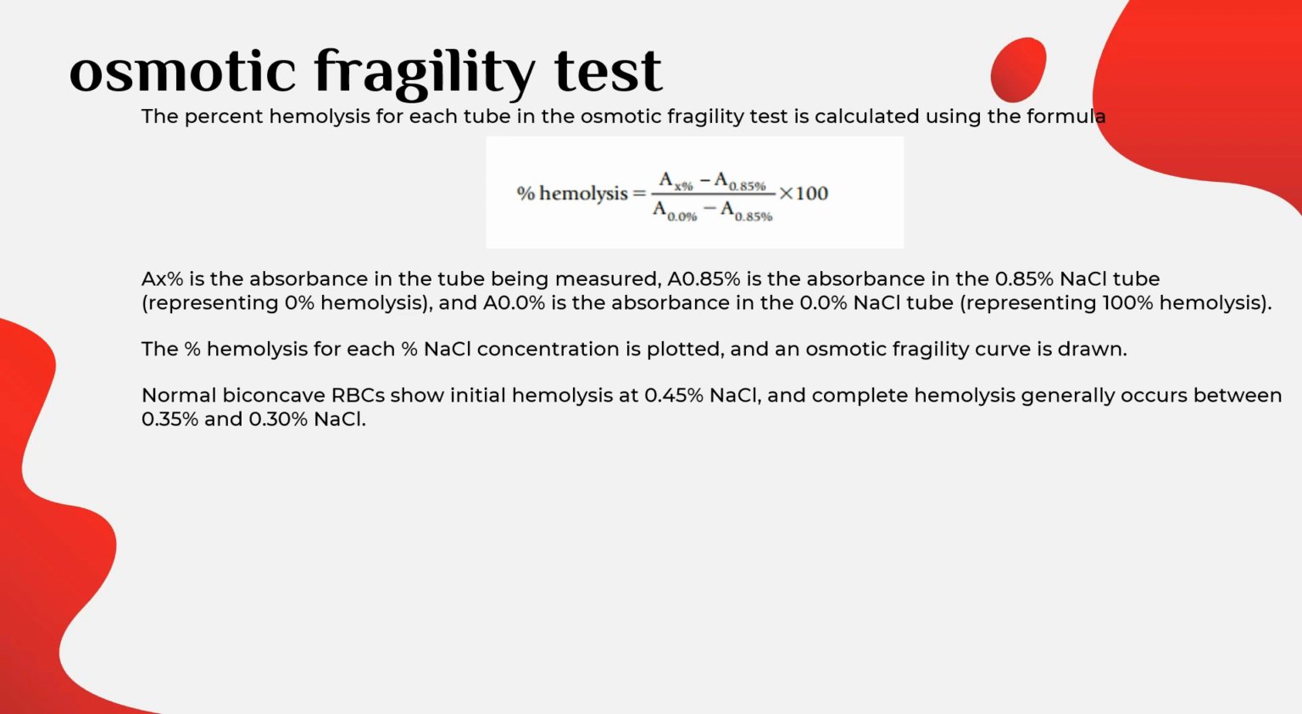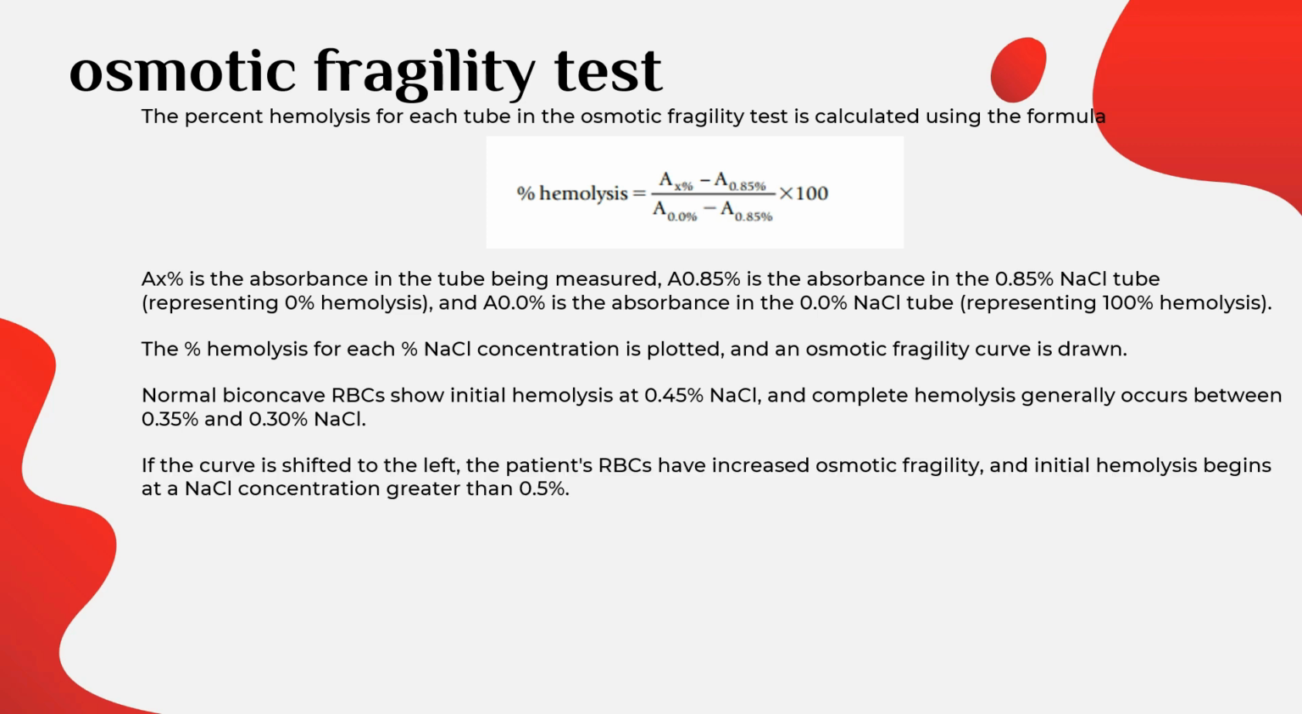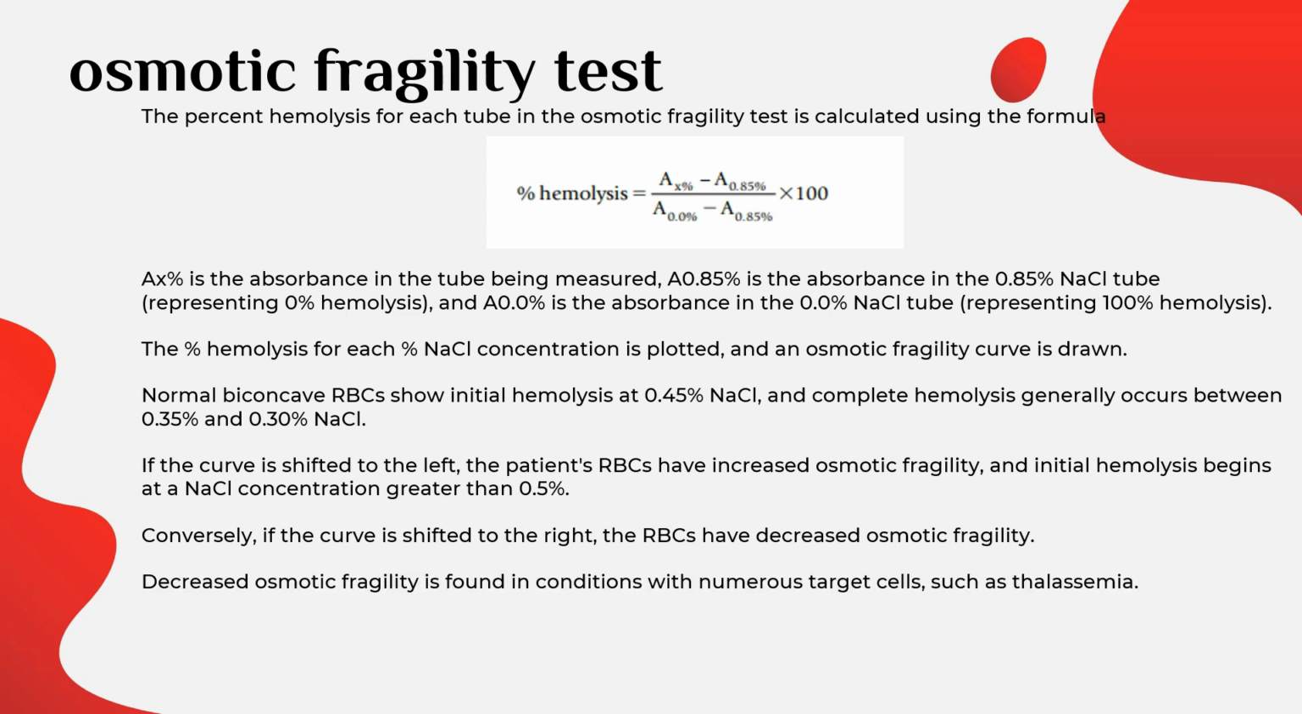Normal biconcave RBCs show initial hemolysis at 0.45% NaCl, and complete hemolysis generally occurs between 0.35% and 0.3% NaCl. If the curve is shifted to the left, the patient's RBCs have increased osmotic fragility, and initial hemolysis begins at a NaCl concentration greater than 0.5%. Conversely, if the curve is shifted to the right, the RBCs have decreased osmotic fragility. Decreased osmotic fragility is found in conditions with numerous target cells, such as thalassemia.